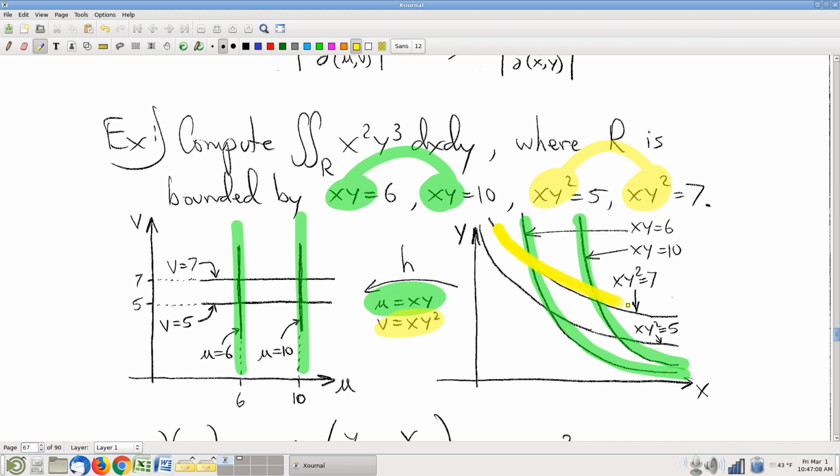Likewise, these two curves here are curvy in the xy plane, but they are straight lines in the UV plane. And so even though my original domain is undesirable, my new pullback domain, I'll use blue, is a rectangle.